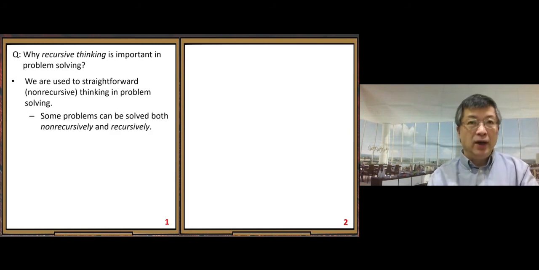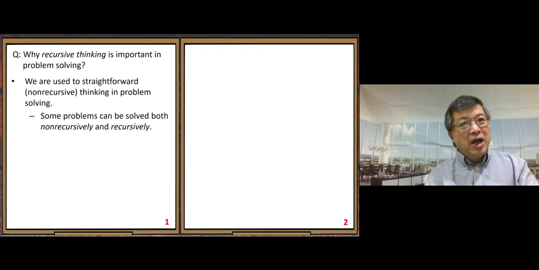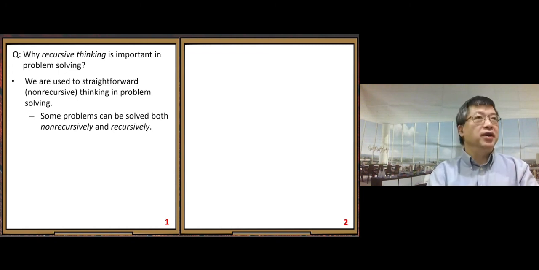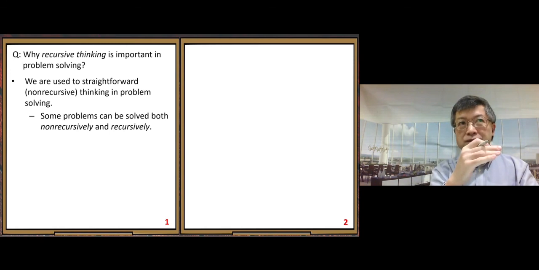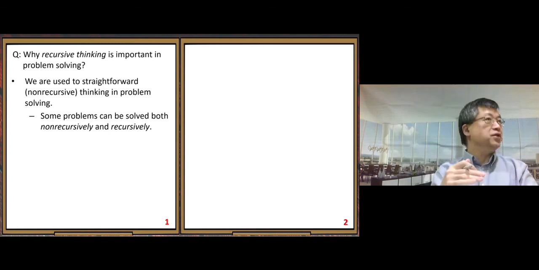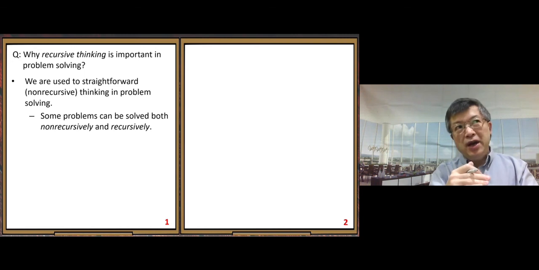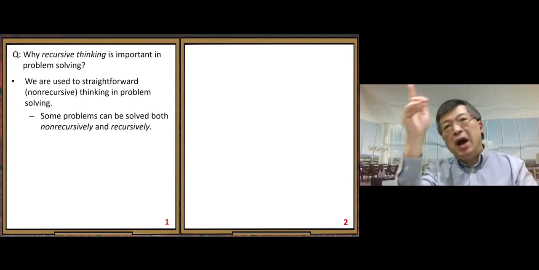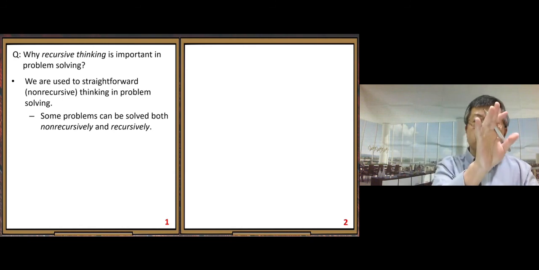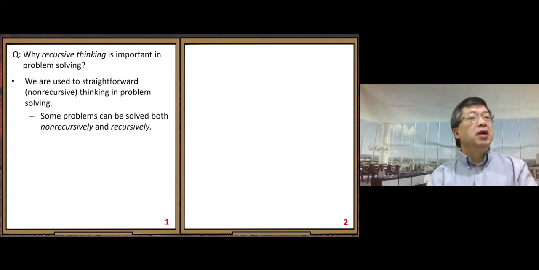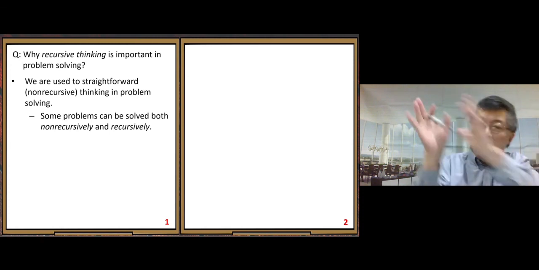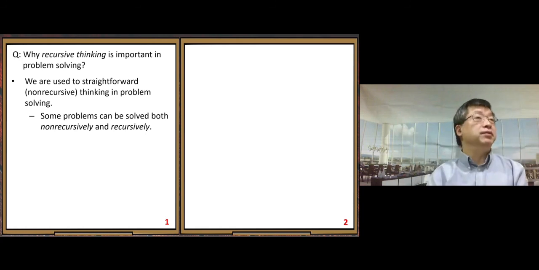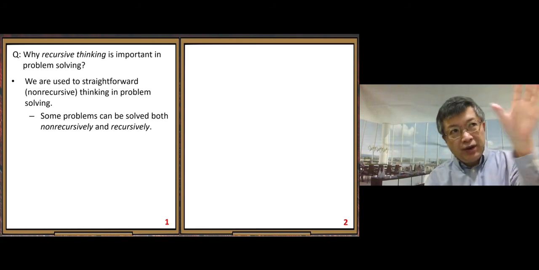Some problems can be solved in both ways, non-recursive and recursive. Here we also want to compare these two ways, their advantages and disadvantages. You cannot say one way is better than the other. You have to consider the specific situations. In some situations, the non-recursive way is better, and in other situations, the recursive way is better. So we need to understand that part.